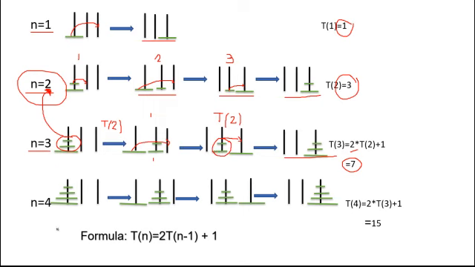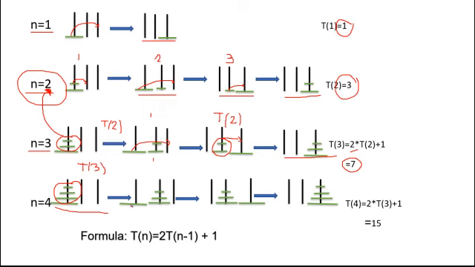Okay, next, let's solve this one using 4 disks. Okay, we already know how to solve this one. These 3 disks, you already know how to move them to our tower B. So we will use the strategy that we used in T3.